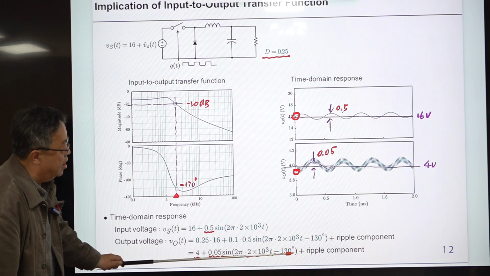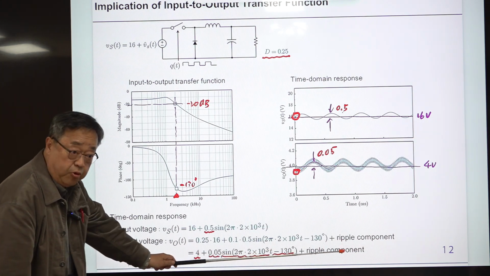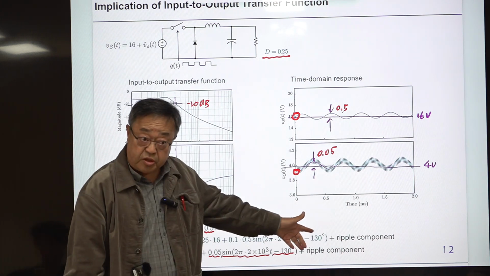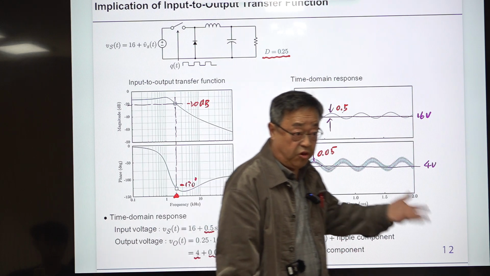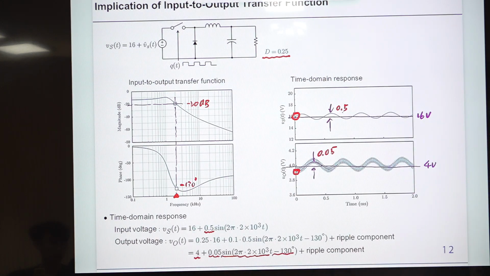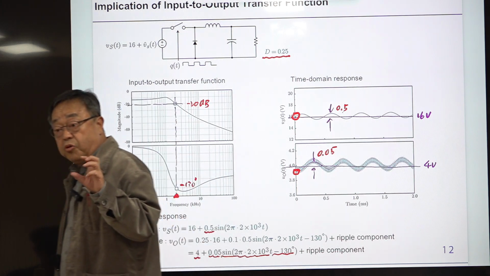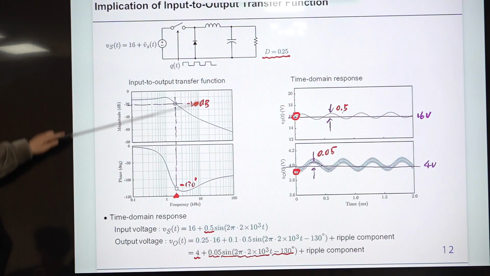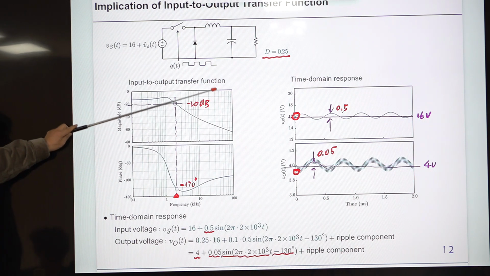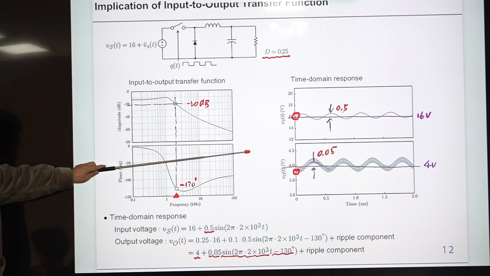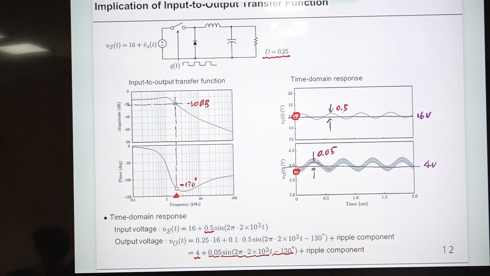So our voltage is this one, plus some ripple component. You should consider this separately, but this is very easy to calculate from the steady state analysis of a converter. So this is the result. This is one implication of this plot. There is a lot of information about this converter in this frequency response plot of the input to output transfer function. This is just one simple example.